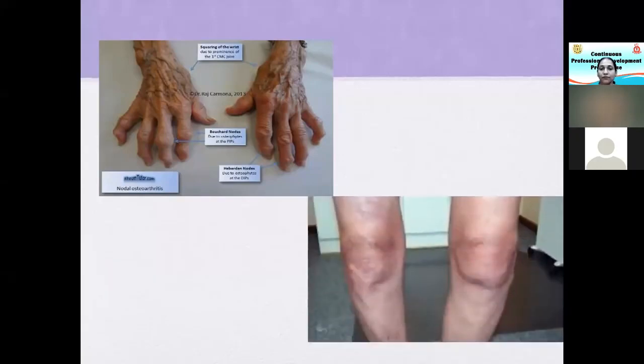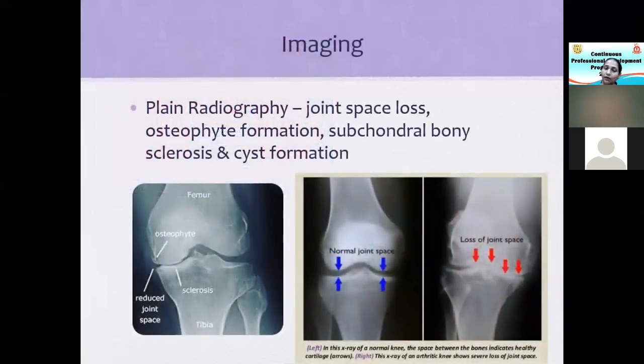This is a picture of knee osteoarthritis. You see the changes that have occurred. You see malalignment, bony swelling. This is varus deformity due to knee OA.